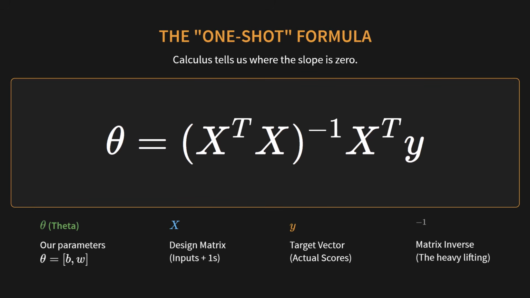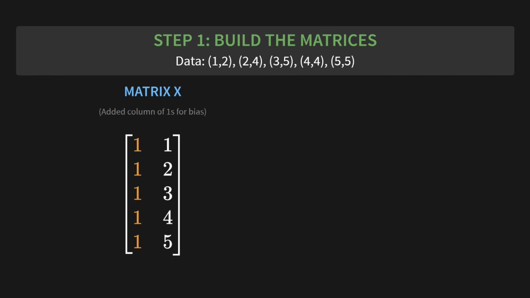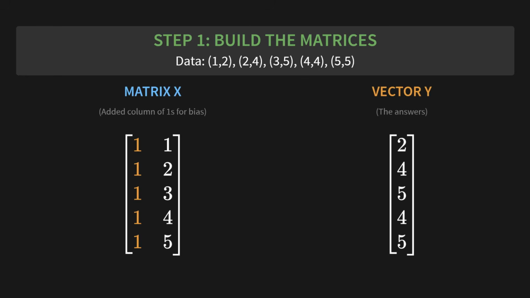So let's do it! Step 1, build the matrices. Here's our data again on the left. To build matrix X, we take our inputs, 1, 2, 3, 4, 5, and we stick a column of ones right next to them. That column of ones is what allows the formula to solve for the bias term B. It's a neat little linear algebra trick. And for vector Y, that's just the answers. The scores 2, 4, 5, 4, and 5.